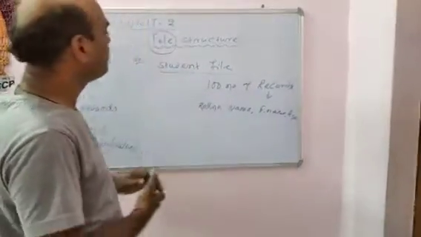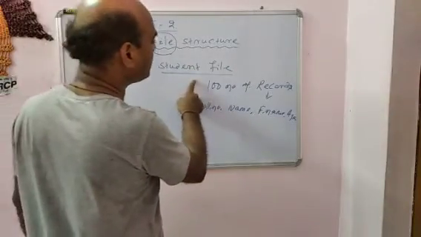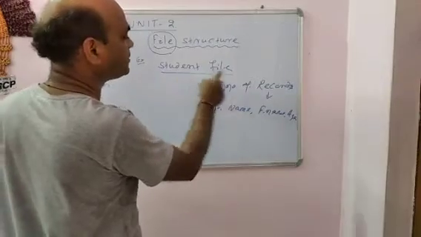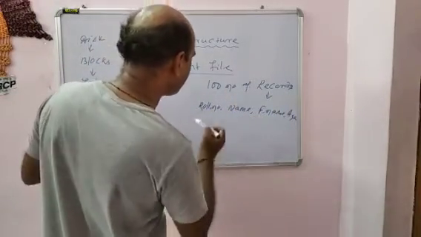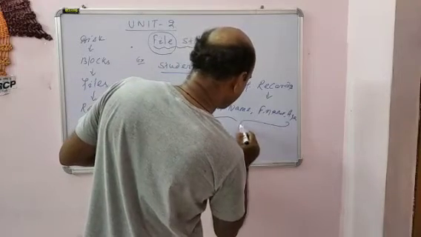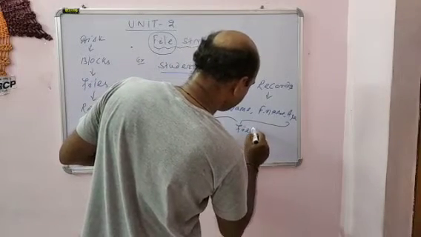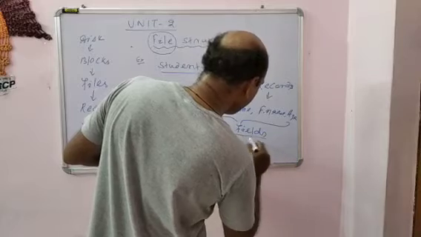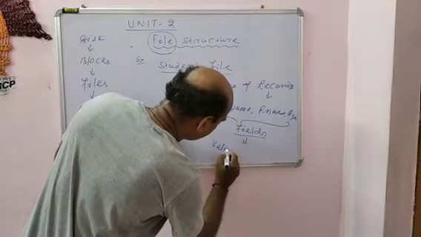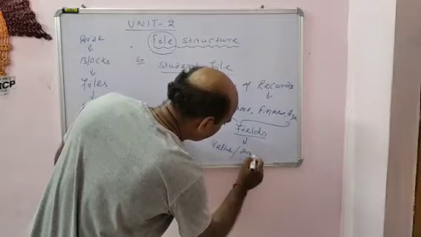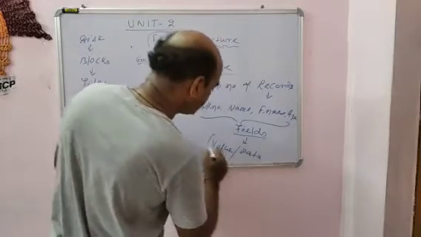As an example, we are considering this student record. A student file contains student records, and each record contains several fields. These are the fields. And this field really stores the value. It stores the value or data.